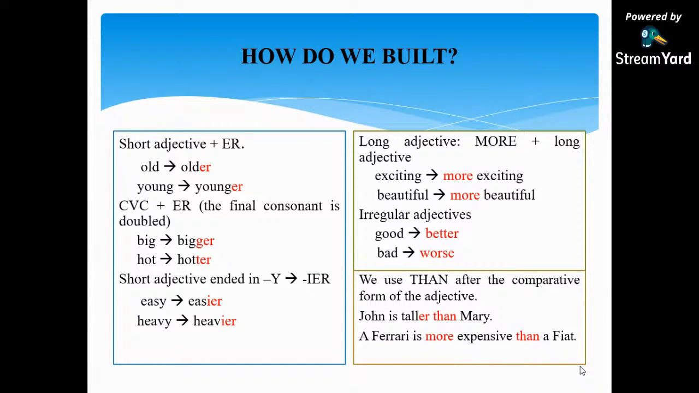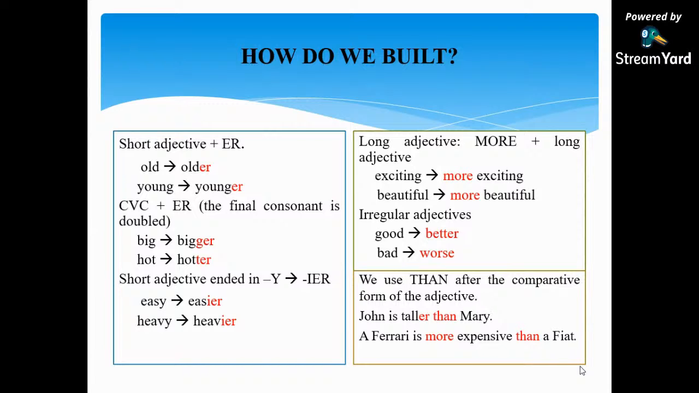Then, there are some irregular adjectives such as good and bad. They don't follow rules because they have their own form of comparative. In the case of good, it will be better. In the case of bad, it will be worse. Then, we use than after the comparative form of the adjective. And this word is pretty necessary to determine that we are making a comparison. We're going to see some examples about how it works.